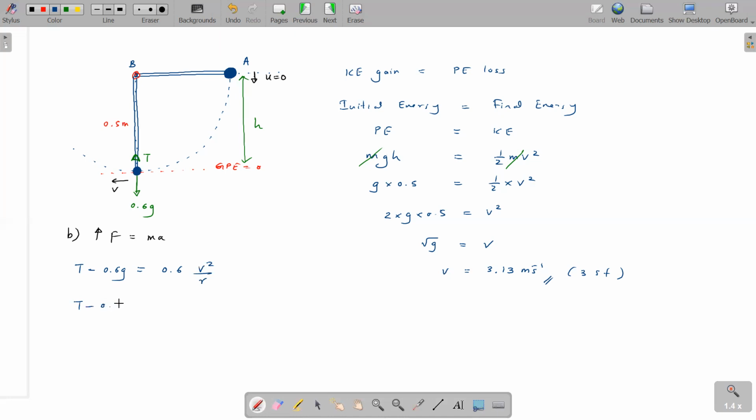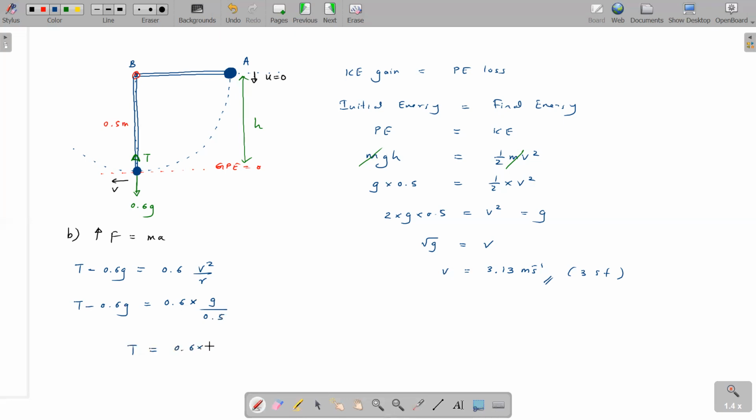So T minus 0.6 g equals m into v squared over r. v squared is g, right? Guys, can you see over here? v squared is actually equal to g when the 2.5 cancels out. So please don't use 3.13 squared, because that is the answer given to 3 s.f. When you're using the part A answer in part B, try to use the exact answer. So v squared is g, over radius 0.5, and you're supposed to make T the subject.